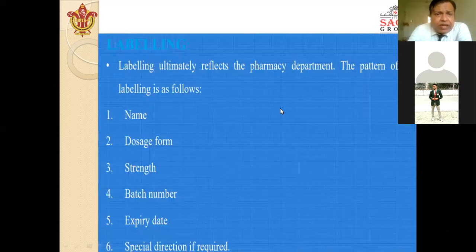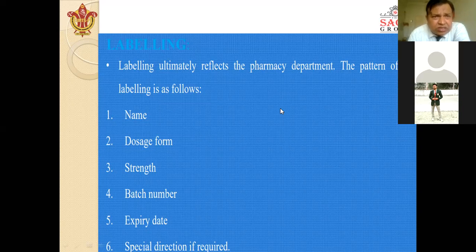Now, labeling. The labeling ultimately reflects the pharmacy department. The pattern of labeling is as follows: name, dosage form, and strength. Earlier, I told you in this lecture this pattern: strength, batch number, expiry date, and special direction if it is necessary. This labeling is very important as a guideline for the nursing staff to deliver or administer the dose to the patient.